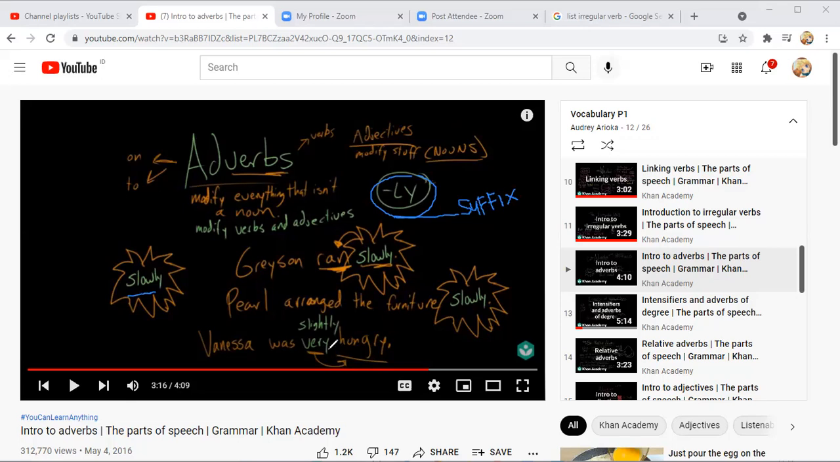See? Li, slowly, slightly, carefully, thoroughly. Carefully itu kan berhati-hati ya. Thoroughly itu sedetail itu, benar-benar dilihat sedetail-detailnya.